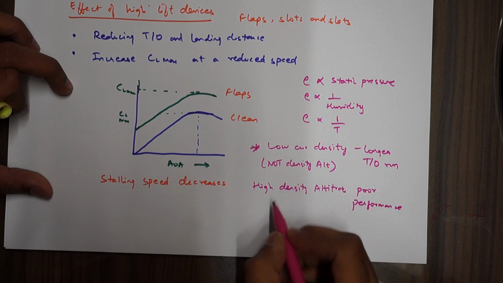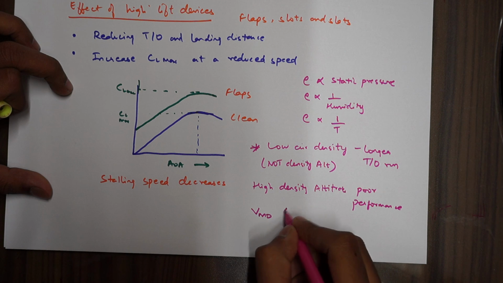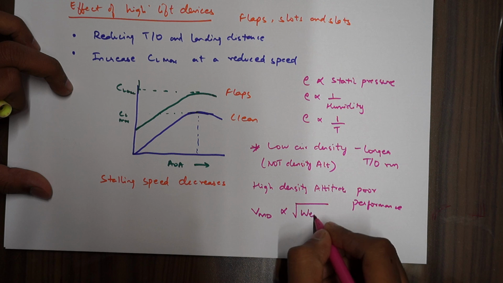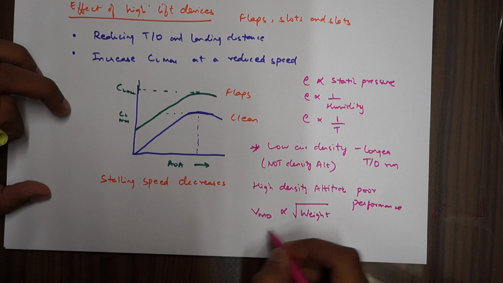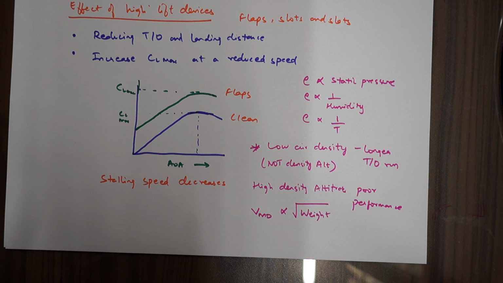Okay, and VMD is proportional to the weight. We'll be discussing this in the further chapters. Minimum drag speed, this is called minimum drag speed, is proportional to the square root of weight. Alright, so that's all about lift.